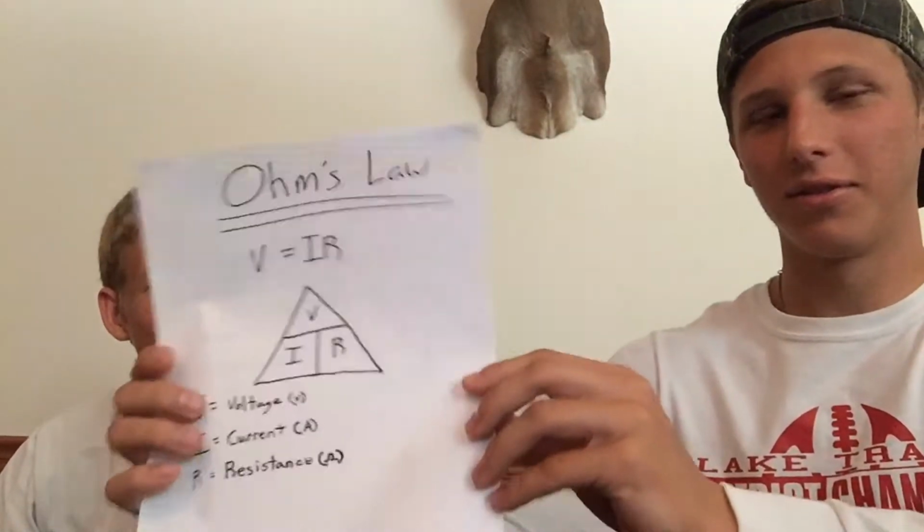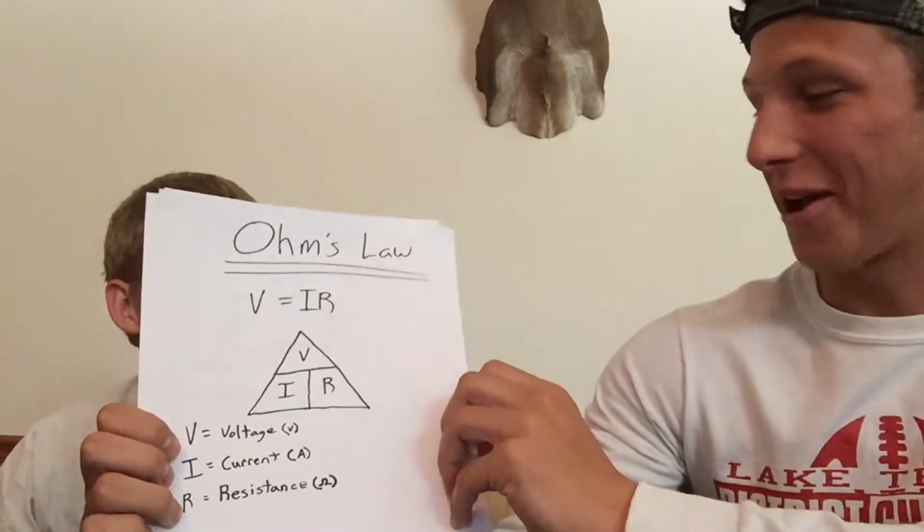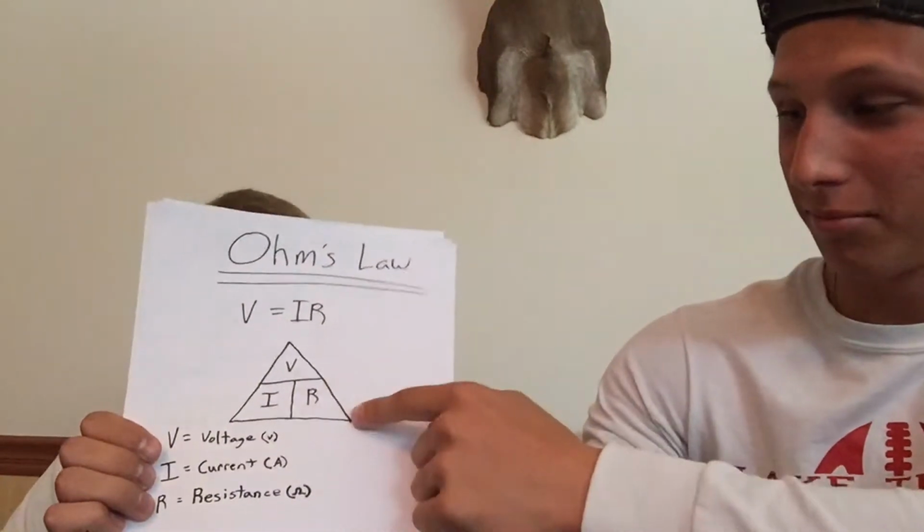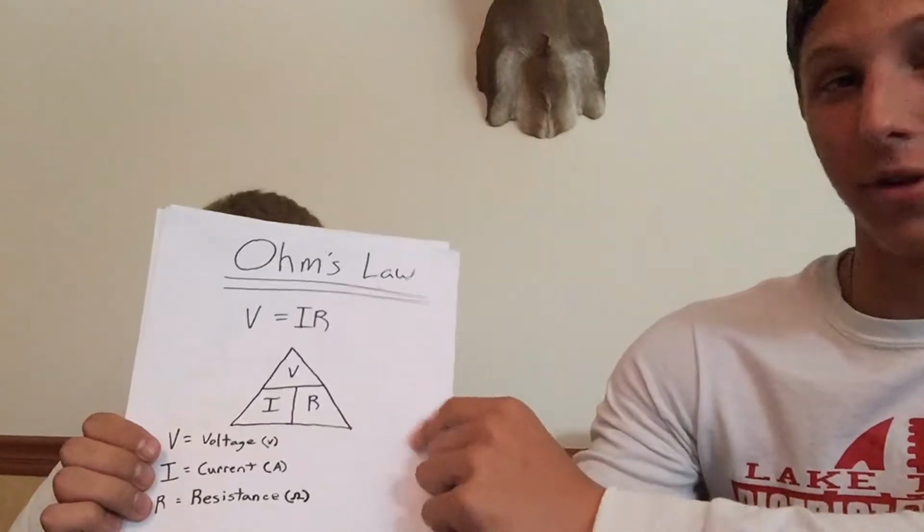Unit 5. Alright, here we got Ohm's law. V equals IR. Easy way to remember that: make the triangle. That's a pyramid right there.